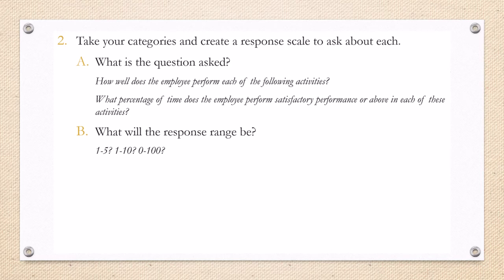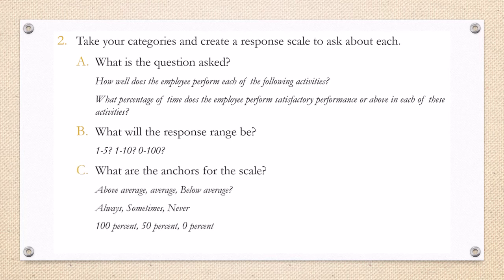What will the response range be? Is it going to be a 1 to 5 scale, a 1 to 10 scale, 0 to 100? If you're looking at percentage of time, 0 to 100 makes sense. What are the anchors for the scale? What are the explanation for each rating that you would put on there? Would you put above average, average, below average? Always, sometimes, never? 100%, 50%, 0%? So you need to have anchors or a wording description that goes with each of the scale, response scale options.